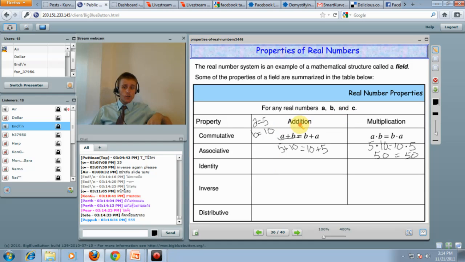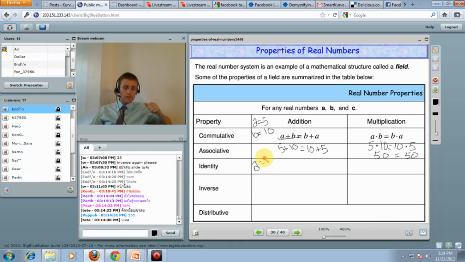Okay. So for the commutative property again, if A equals 1 and B equals 0.5, if you plug these numbers into this equation, 1 plus 0.5 equals what? Type an answer for 1 plus 0.5.